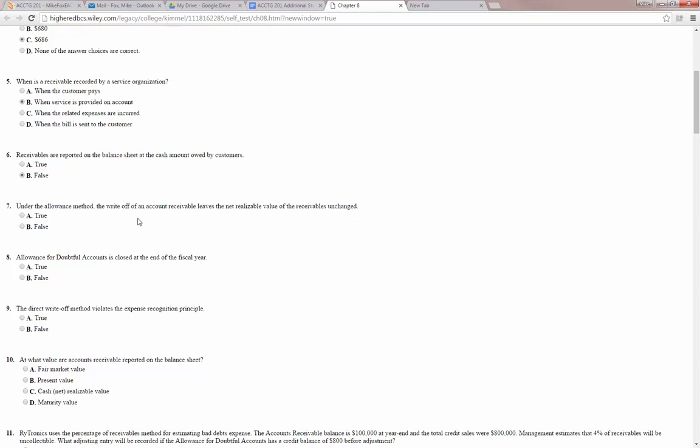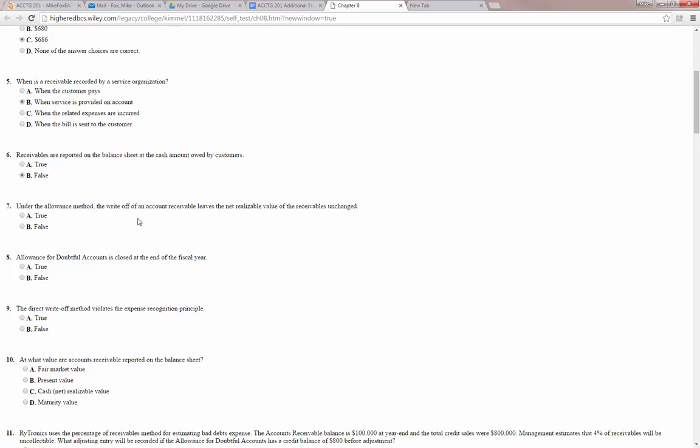Number 7, under the allowance method, the write-off of an account receivable leaves the net realizable value of the receivables unchanged. And that's true. If you remember, the way this works is that we have the account receivable less any amount, which is the allowance for doubtful accounts that we think won't be collected. If we finally decide that we really aren't going to collect something, then we write it off.